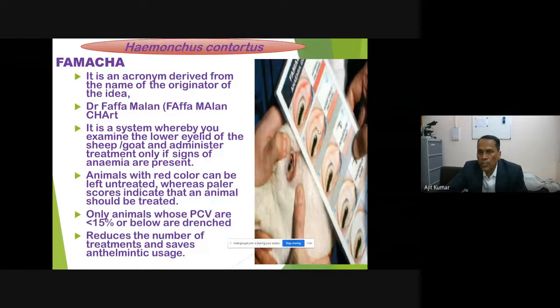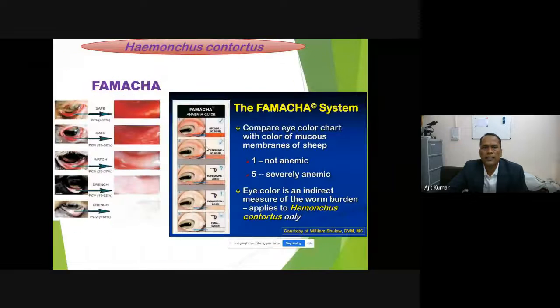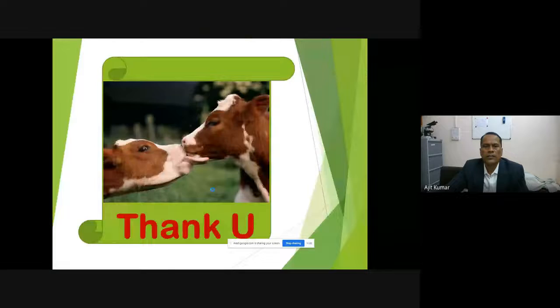We match the Haemonchus contortus infected animal with the Famacha chart. If the PCV is below 15, then that animal should be given treatment. This is the borderline of treatment. In Famacha scores 3, 4 and 5, we should use anthelmintic for the treatment. So this is all about the control of parasitic diseases. Thank you.